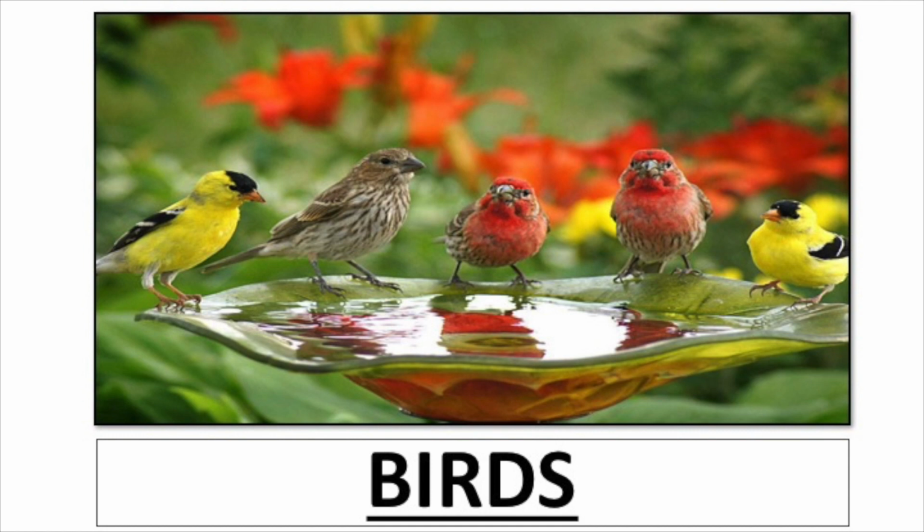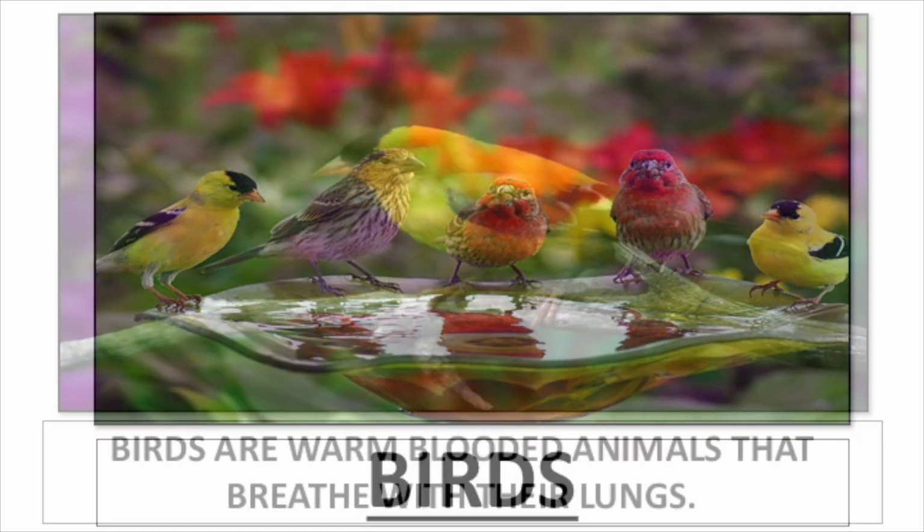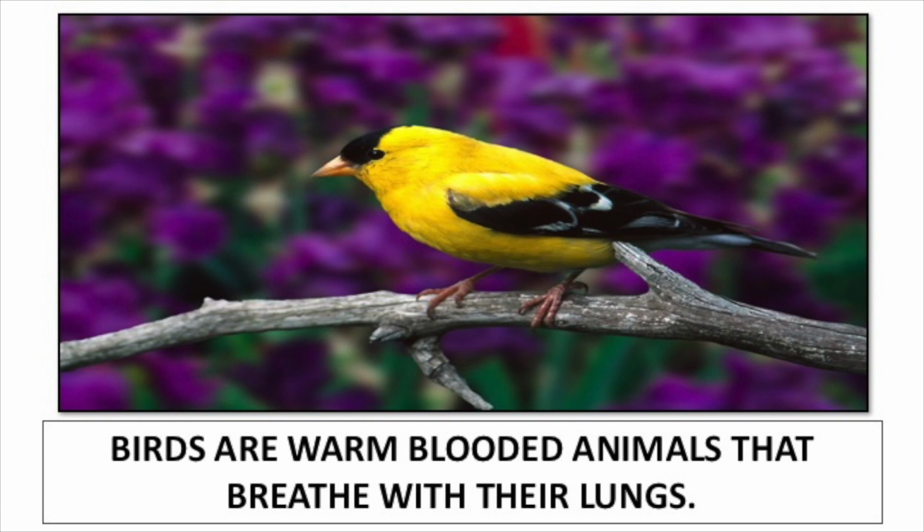The next category, birds. Yes, and we know many birds already. And as you can see in the picture, birds can also be different colours and different sizes. Birds are warm-blooded animals that breathe with their lungs. So in this way, they're the same as us. Humans breathe through their lungs and are warm-blooded. So you can see how different animals have the same characteristics sometimes.